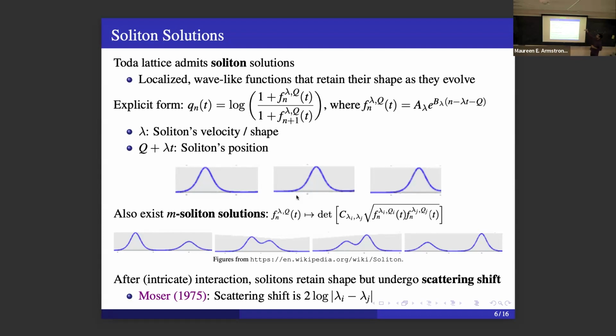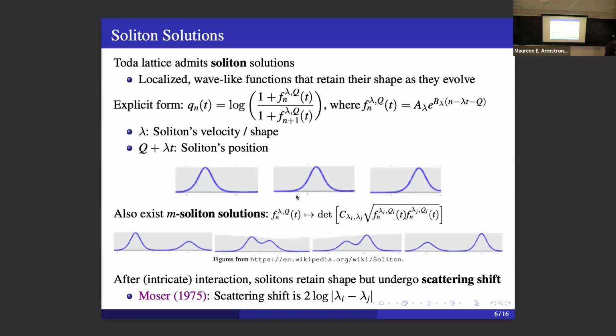Now as I evolve in time, this peak will start moving forward at a certain speed, and that speed is just lambda. The location of the wave is the location of this peak, which will simply be lambda t plus q. So this peak is just moving forward at speed lambda over time, and its initial position is given by this capital Q. So that's an example of a solution to the Toda lattice: almost a wave that just keeps being pushed forward in time.